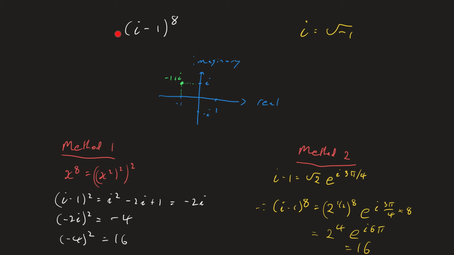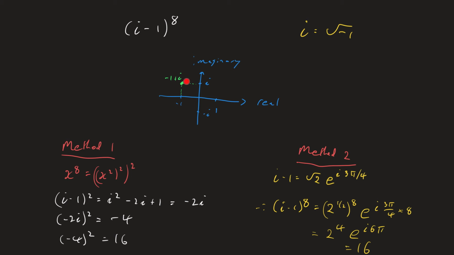For this particular problem, probably method 1 is the faster solution. In general, we can use method 2. A complex number is the sum of a real number plus an imaginary number. In our case, the real part is negative 1 and the imaginary part is i. So we think of the complex number i − 1 as this point here in the complex plane, having a real coordinate of negative 1 and an imaginary coordinate of i.